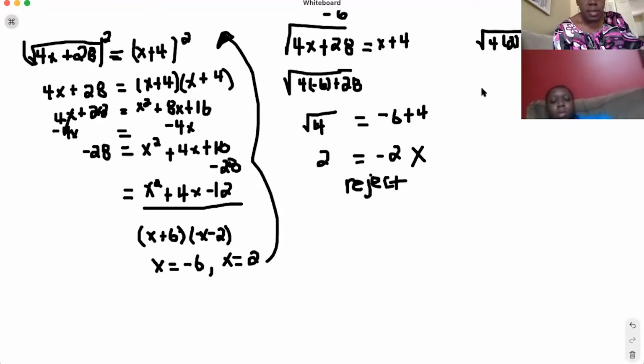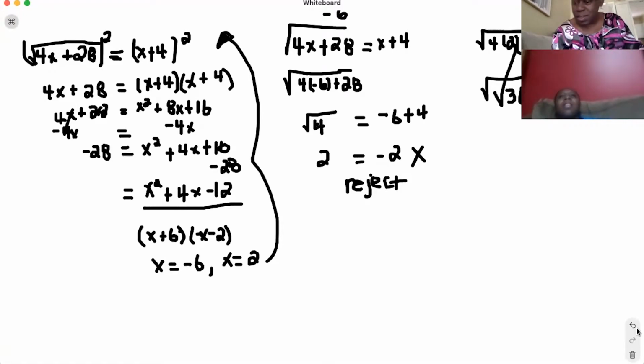So then this is going to be the square root of 8 plus 28, the square root of 36 is equal to what? The square root of 36. 6. Yes. So this works. We already knew it worked, but we got to check it. So, yes, 2 is the answer.